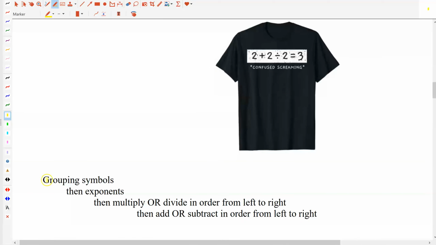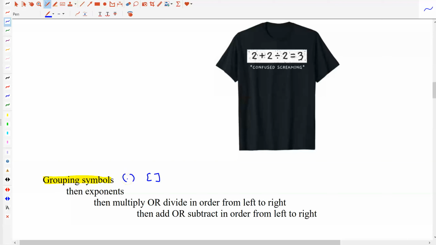symbols, right? So grouping symbols, the most common grouping symbol that's used would be parentheses, but you could also see sometimes brackets, which are just another form of parentheses. Sometimes we'll see multiple parentheses. Those are actually called nested parentheses.